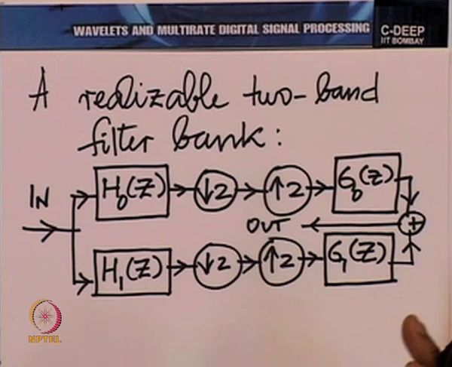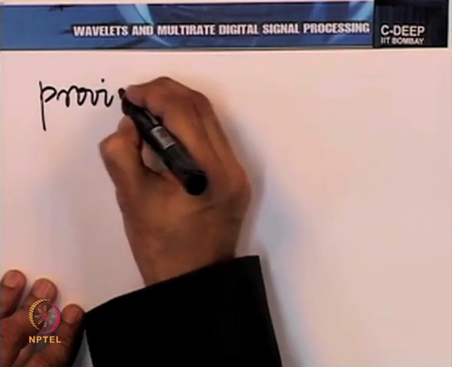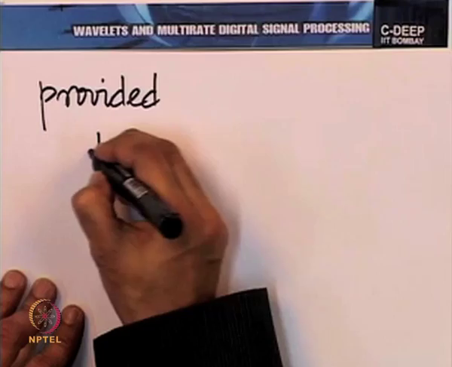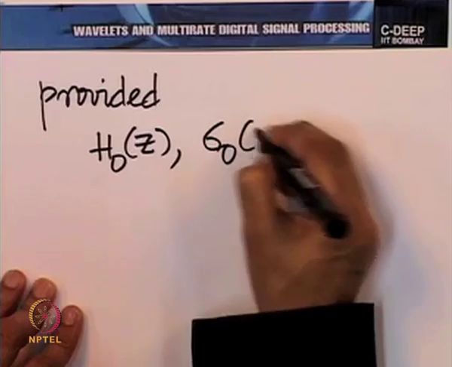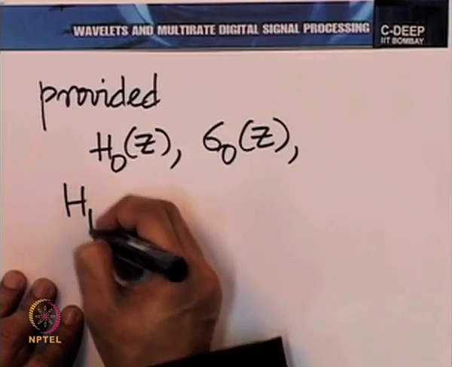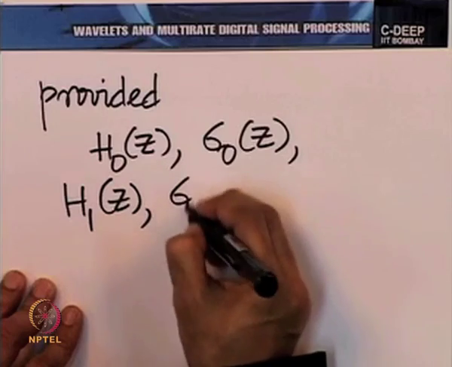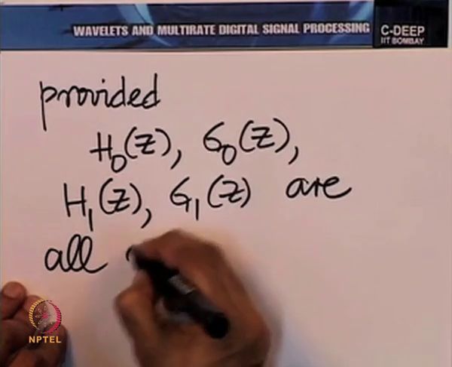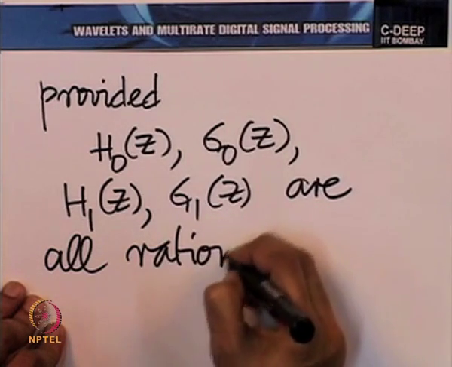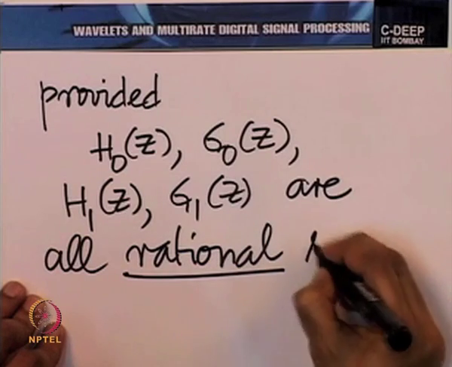This is a realizable two band filter bank provided H0(z), G0(z), H1(z), G1(z) are all rational functions, rational system functions.